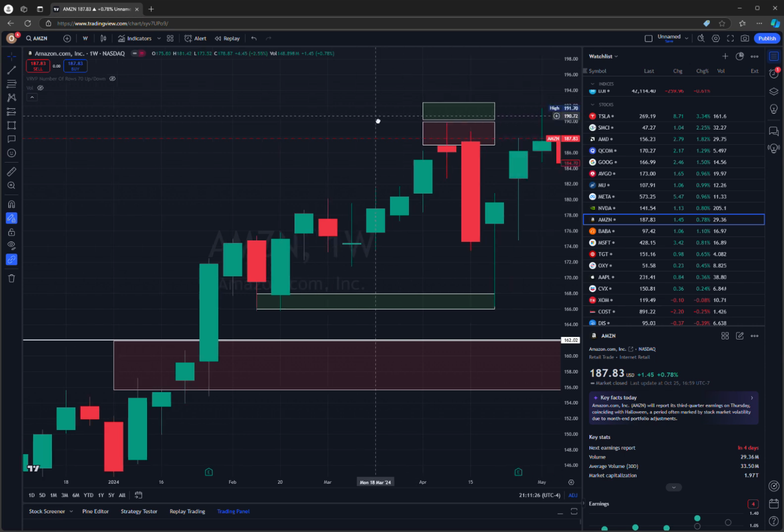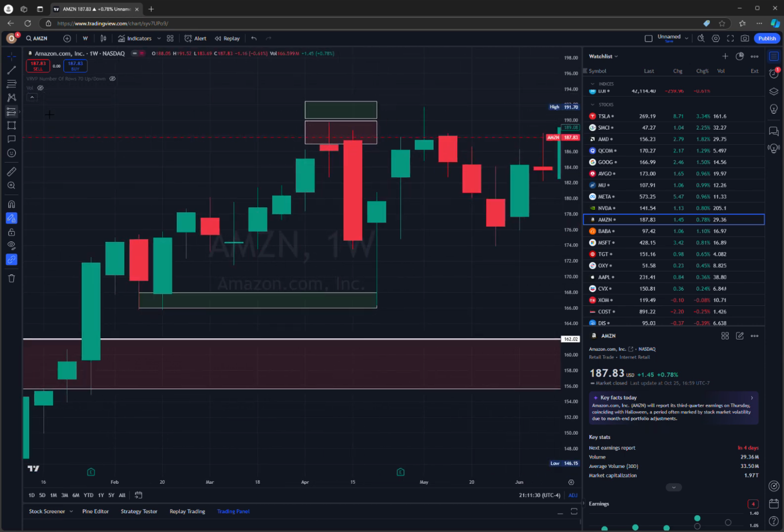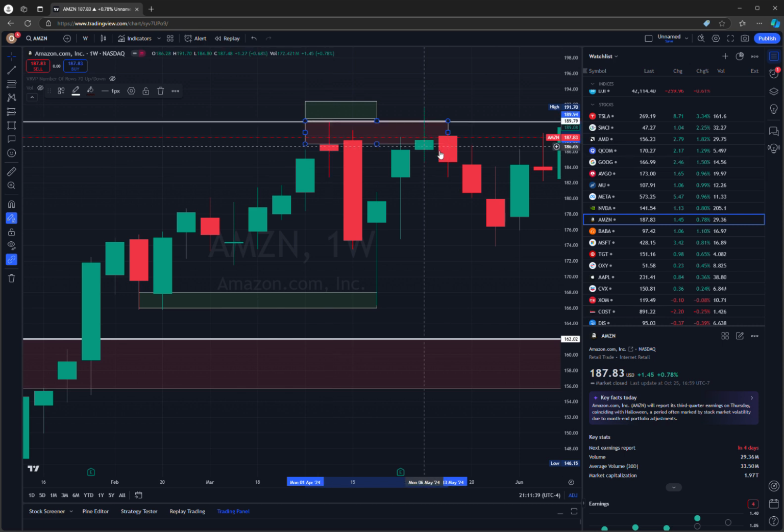What happens? Look what happens. Here's the top. I'm going to just slide this over, and I'm going to put a line there. Look what happens. Takes out the high, goes into the buy side liquidity. They add and protect their short position. They're adding and protecting the short position here.